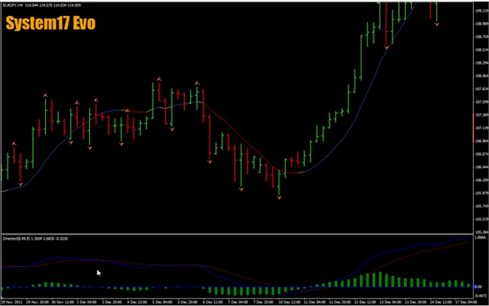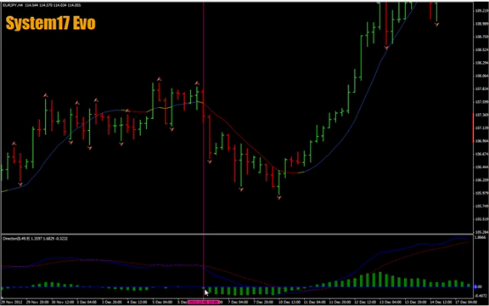We're going to take a quick look at System17Evo to allow me to explain how System17Evo finds trades, how it's very selective and how it can improve your trading. We're looking at a 4-hourly chart. All the trades start out on a 4-hourly chart, and what we look for is a direction first of all.